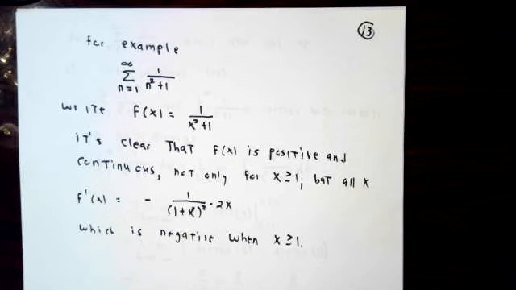The decreasing part may be less obvious, but if you look at the derivative of f, you get the negative of 1 over a positive number times 2x. If x is positive, then this part is positive, and the negative of a positive number is negative. So f prime is always negative when x is positive. So the function is decreasing on the interval that we're interested in.